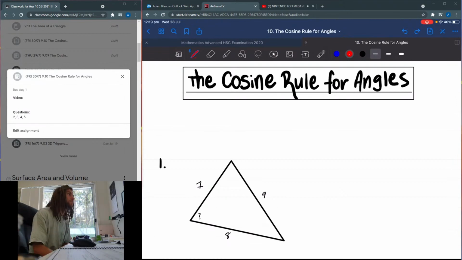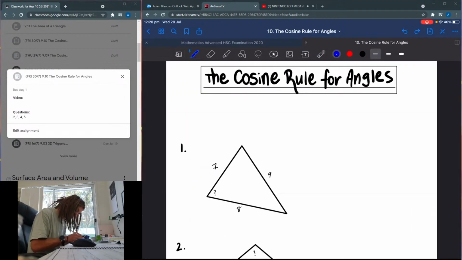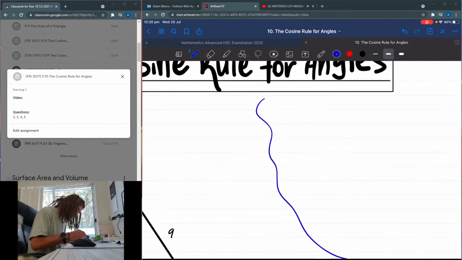Sweet. Okay. Kind of like the sine rule for angles, there are two cases. So you're just going to think about when you're looking for an angle, whether or not your angle is obtuse or if it's acute. Now with sine, I just want to give you a quick little bit of an aside here.